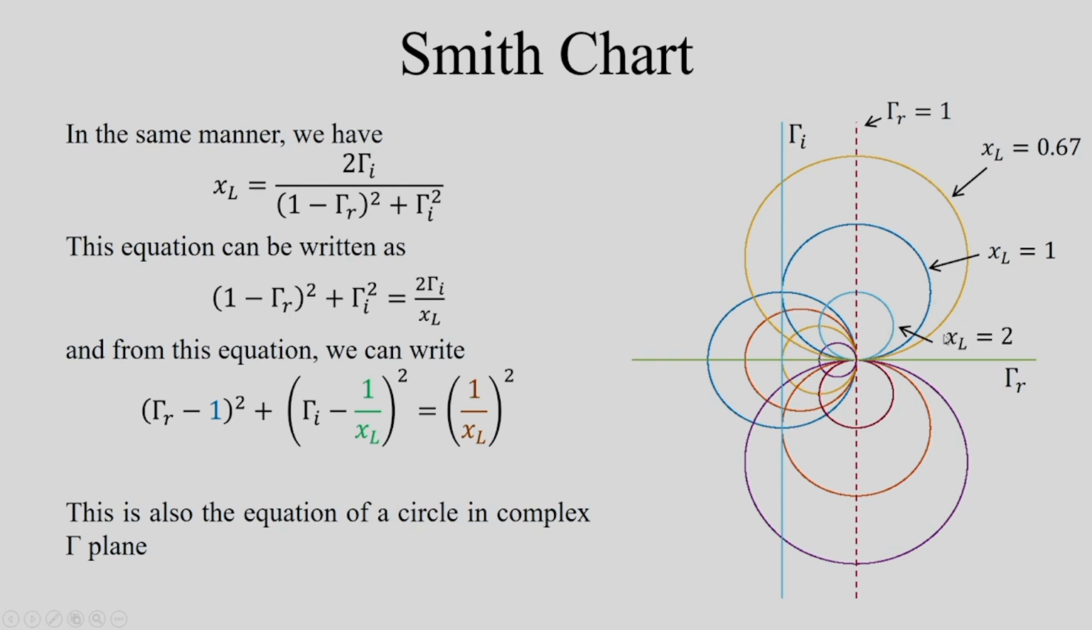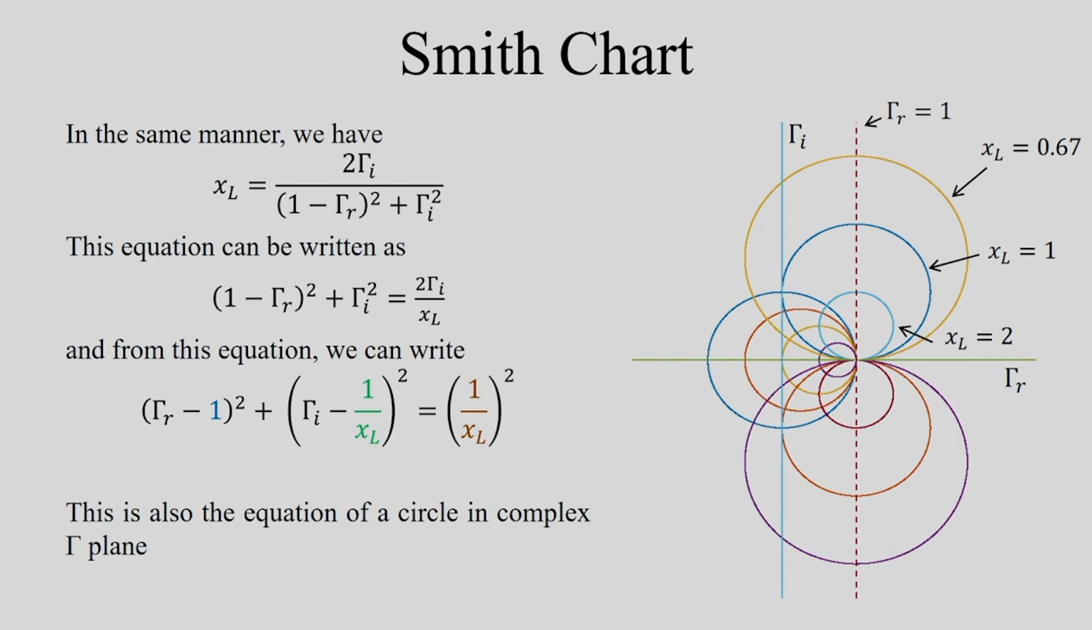So, we see that as XL becomes larger and larger, we are approaching towards this point. In fact, XL is equal to infinity will bring you here, and as XL becomes smaller, this circle becomes larger and the radius becomes larger and the center moves over this line. So, finally, when XL tends to 0, this circle will pass through this line.